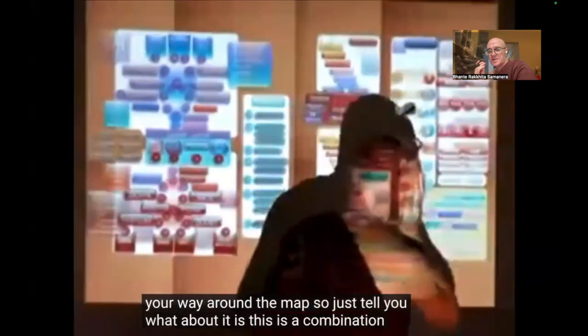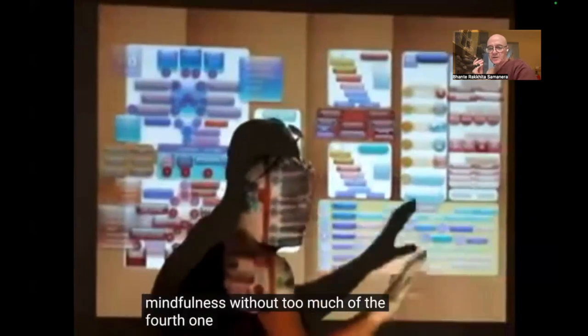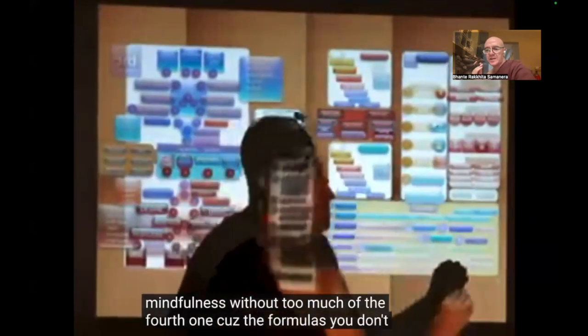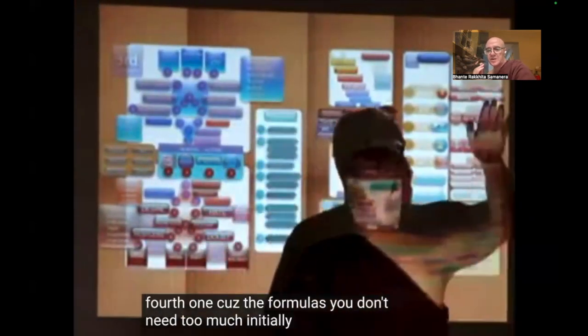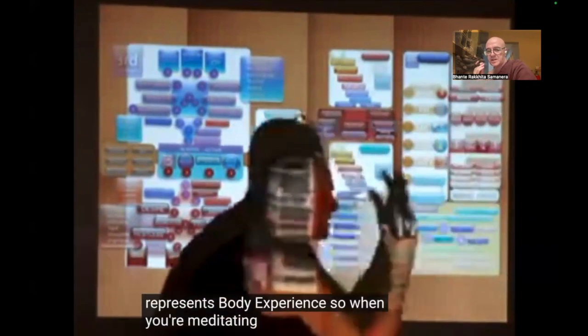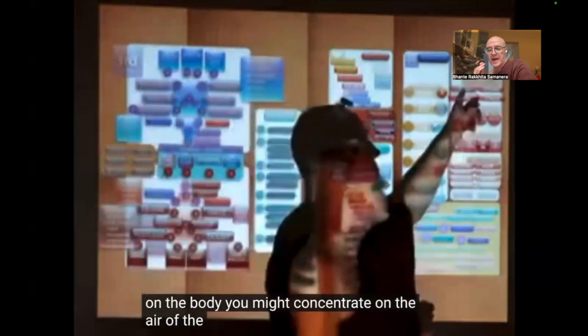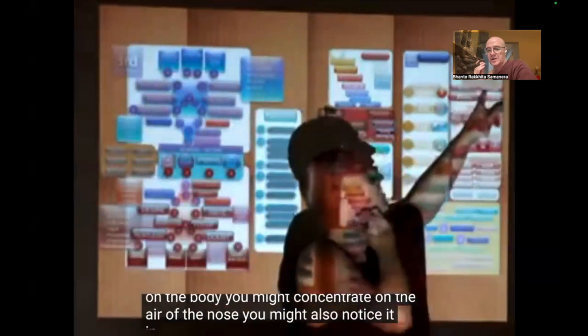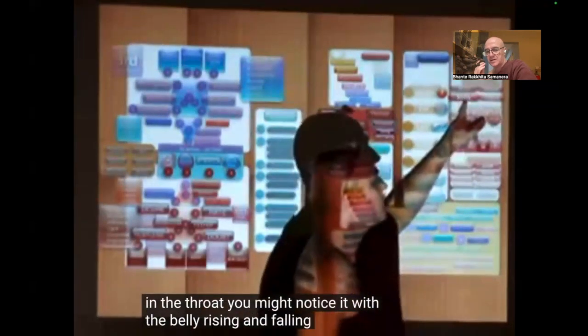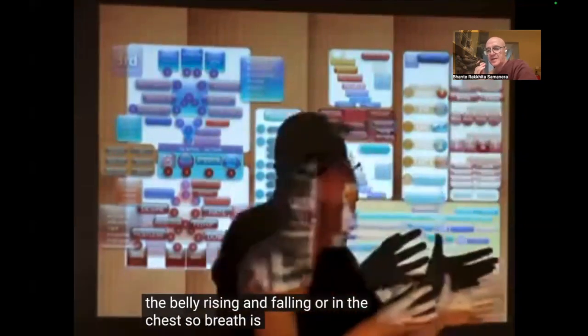So let me tell you about this. It's a combination of the four foundations of mindfulness without too much of the fourth one, because you don't need the formulas too much initially. This represents body experience. When you're meditating, you're concentrating on the body. You might concentrate on the air at the nose, you might also notice it in the throat, or in the belly rising and falling, or in the chest. So breath is body.